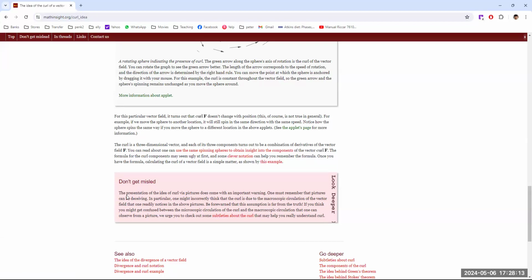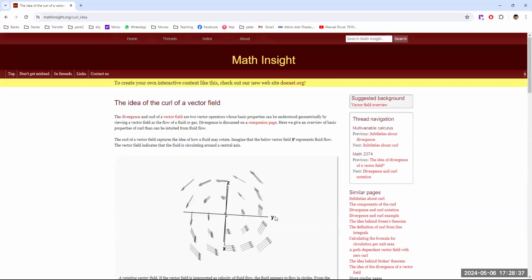Now, an important possible misunderstanding about the presentation. The picture can be deceiving. We use a sphere just as an illustration, but the curl of a vector field F is actually the rotation at the point, not as a sphere. It's actually at the point. Okay. Now, next, how about divergence?